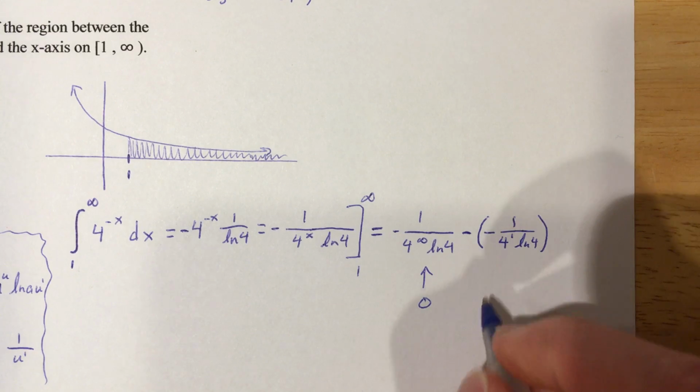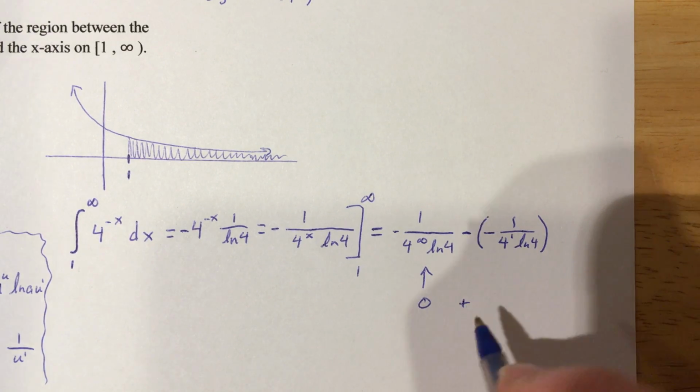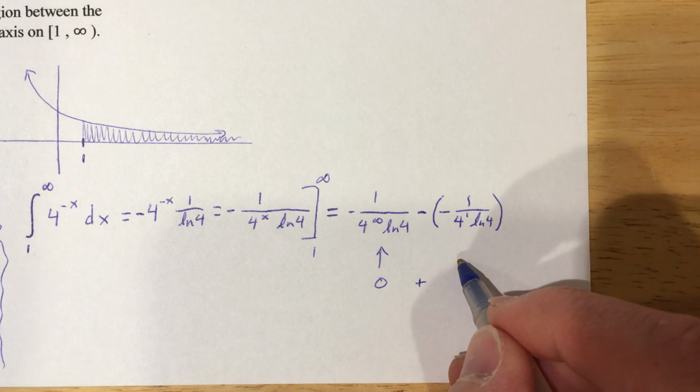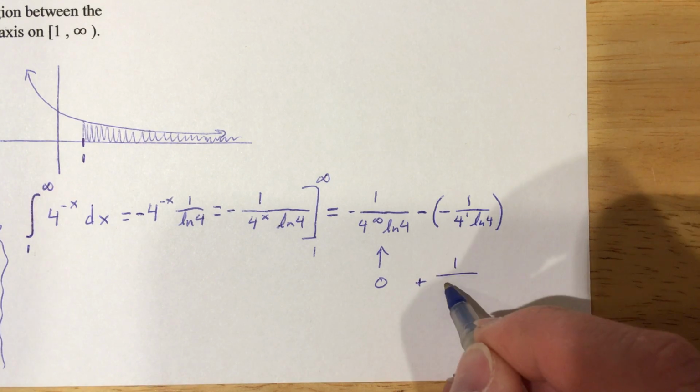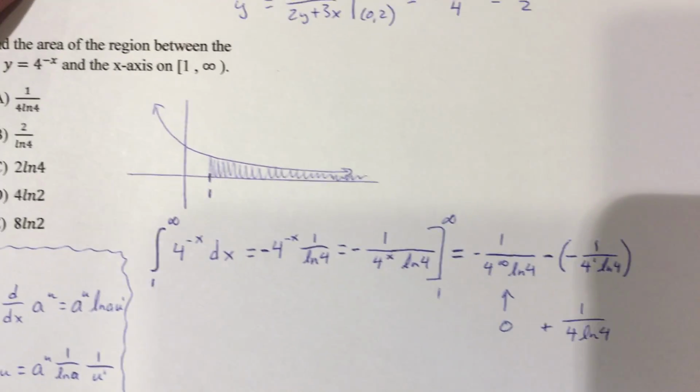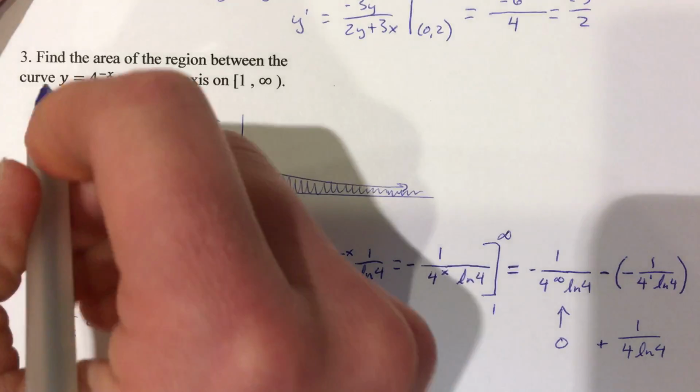So I got this double negative here. I'll just go ahead and call that positive. I've got 0 plus 1 over 4 natural log of 4. There we go. That's one of my options.